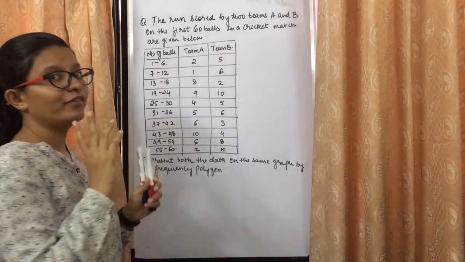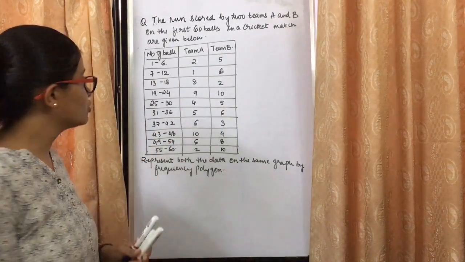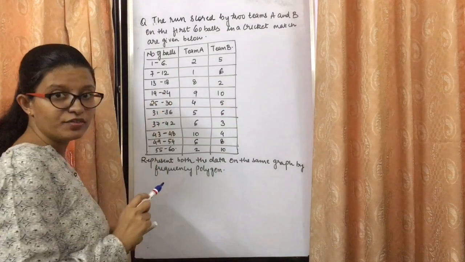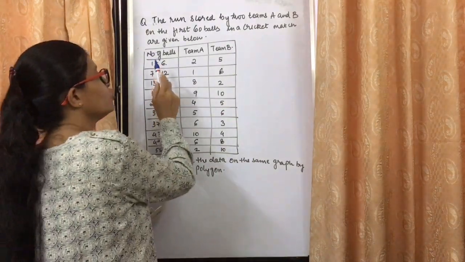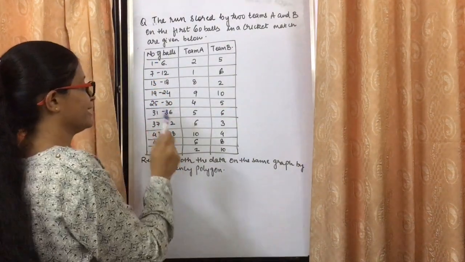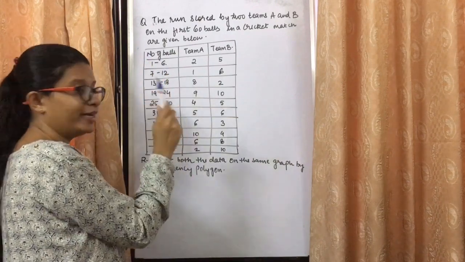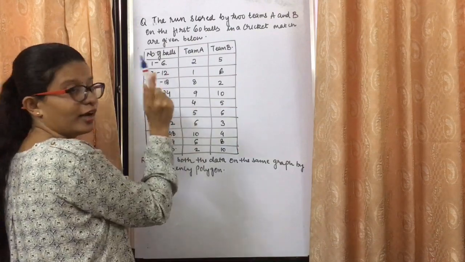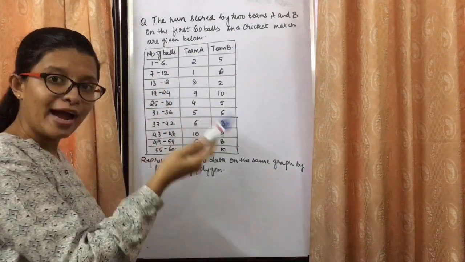Can you see, first of all we need to check whether the class interval is continuous or not. So can you see here 1, 6, 7, 12, 13, 18, is the class interval continuous? No. If it is not continuous we need to make it continuous. How do we make it continuous? We have already learned this in the histogram video. How much is the difference between 6 and 7? 1. So we will subtract 0.5 and add 0.5.